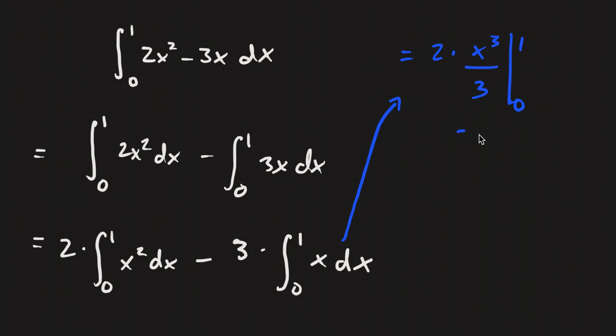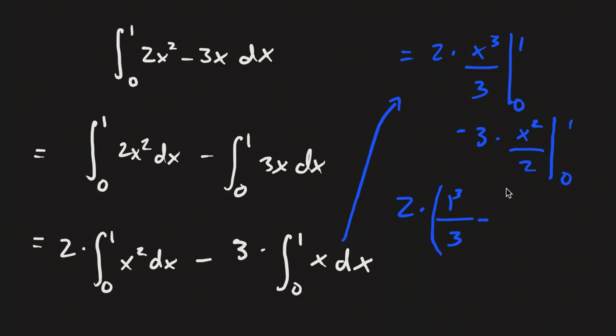So this is going to be this stuff minus 3 times, so what is the antiderivative of x? That's just going to be x squared over 2, right? This is going to be evaluated at the same thing, 1 and 0. So let's do this. This is going to become 2 times 1 cubed over 3. I'm kind of separating it because we have to do this difference, right?